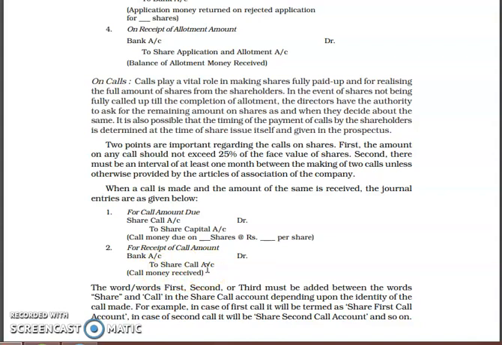Similarly, the same entry repeats for the second or third call or the final call. So these are the basic journal entries for the issue of shares.